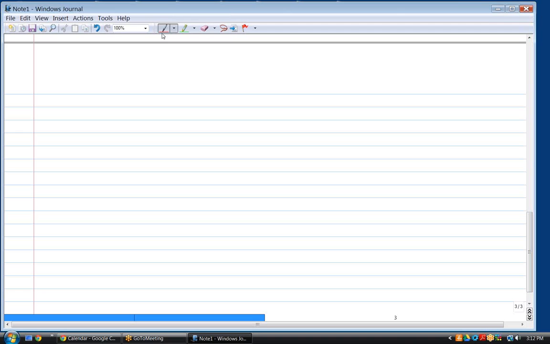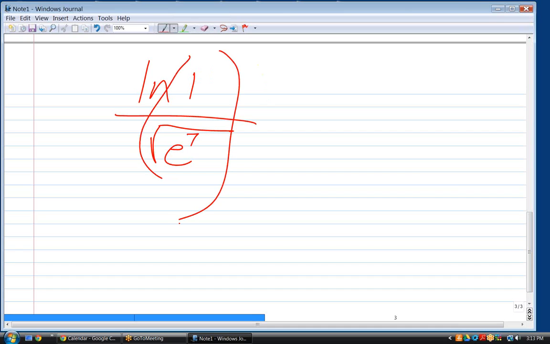Here, evaluate each: it's the natural log of 1 divided by the square root of e to the 7th. Oh, it's the natural log of parenthesis 1 divided by the square root of e to the 7th. Okay. Or quantity. Like that? Yeah. Okay.